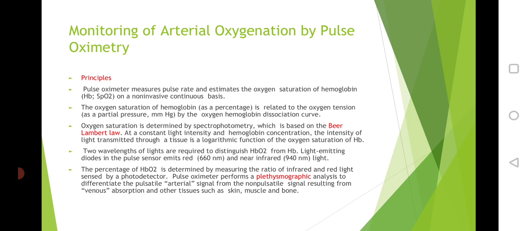The percentage of oxyhemoglobin is determined by measuring the ratio of infrared and red light sensed by a photodetector. The pulse oximeter performs a plethysmographic analysis to differentiate the pulsatile arterial signal from the non-pulsatile signal resulting from venous absorption and other tissues such as skin, muscle, and bone.